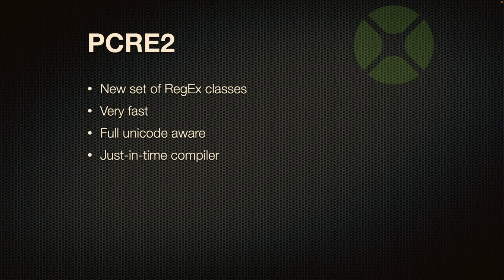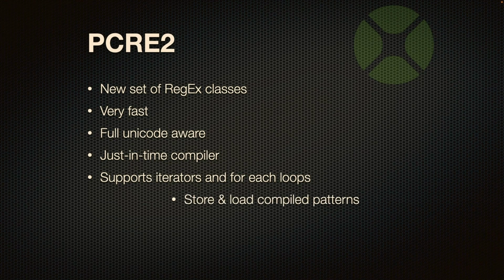And the just-in-time compiler allows us to compile native code within your application for both Intel and ARM and run it. So instead of running an interpreter, we can run compiled code, and that's, of course, faster. We also got iterators, so you can loop over the results, and yeah, makes coding a little bit easier. And if you like, you can even store and load the compiled pattern. So if you want to build a library of regular expression things, you could store them pre-compiled.